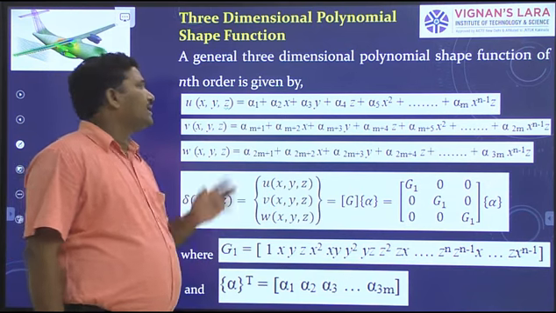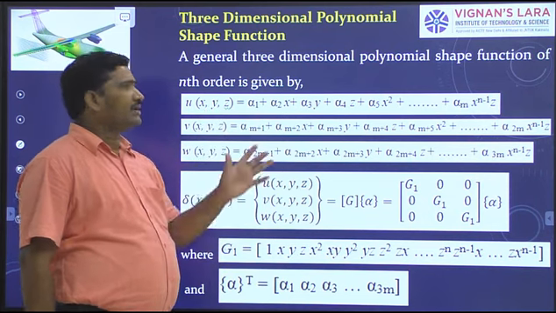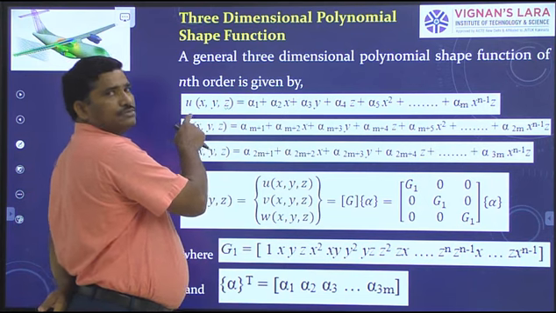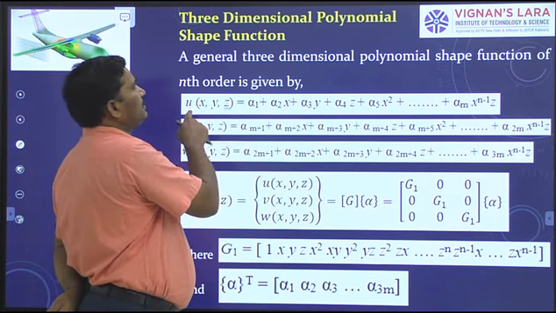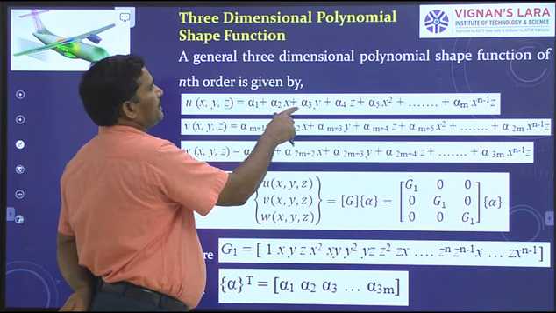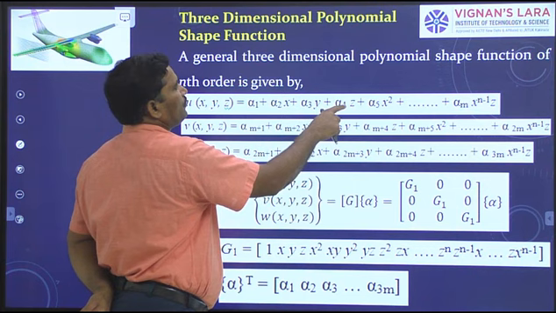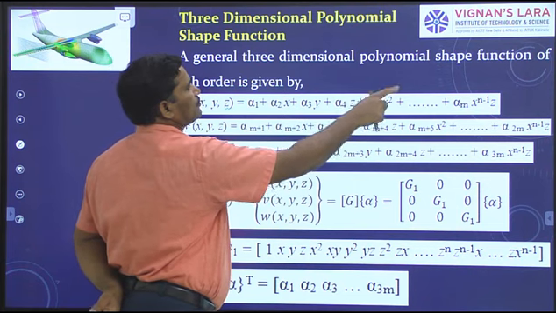If you face difficulty in writing, taking alpha 1, alpha 2, alpha 3 and so on, alpha m, you can write like this. Say u equals to, now u equals to, say a1 plus a2x plus a3y plus a4z plus a5x square and so on and so forth.